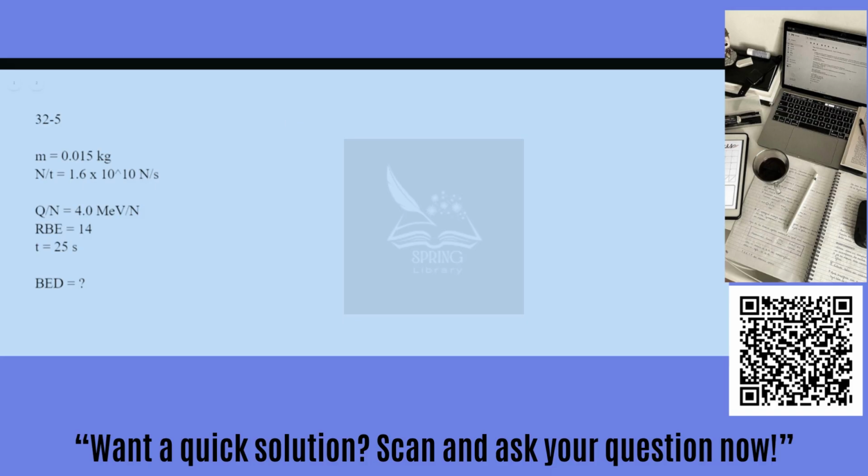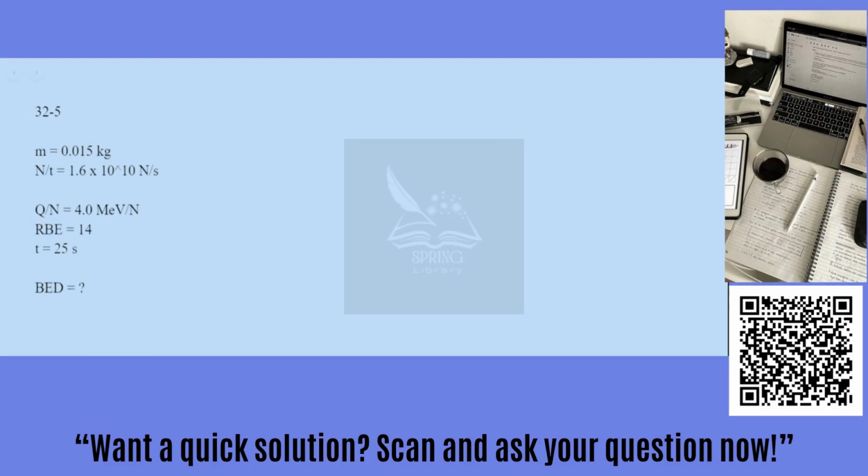Question 5 states that a beam of particles is directed at a 0.015 kilogram tumor. There are 1.6 times 10 to the 10 particles per second reaching the tumor, and the energy of each particle is 4.0 MeV. The RBE for the radiation is 14, and the question asks to find the biologically equivalent dose given to the tumor in 25 seconds.